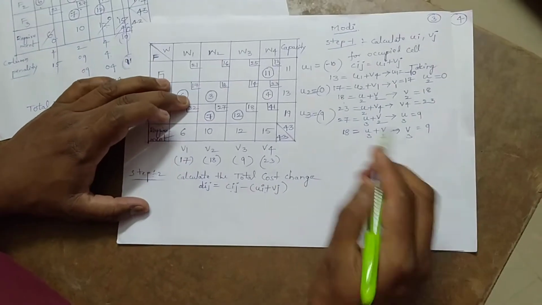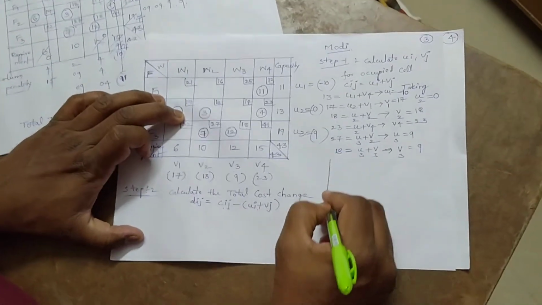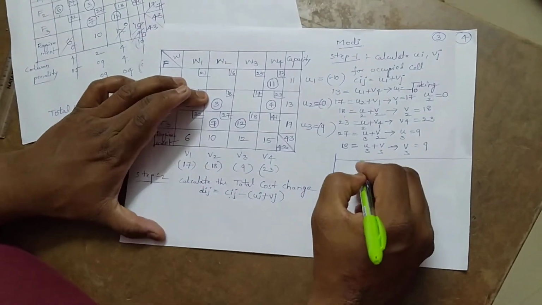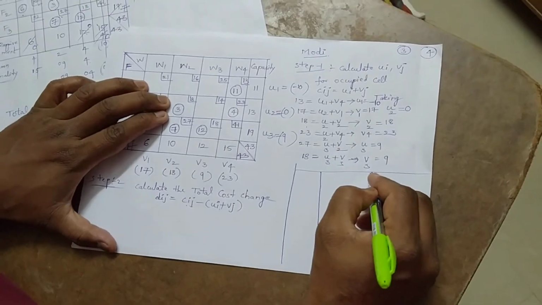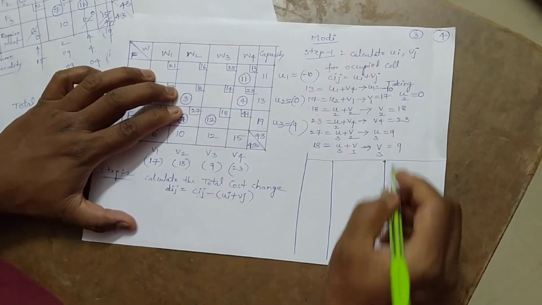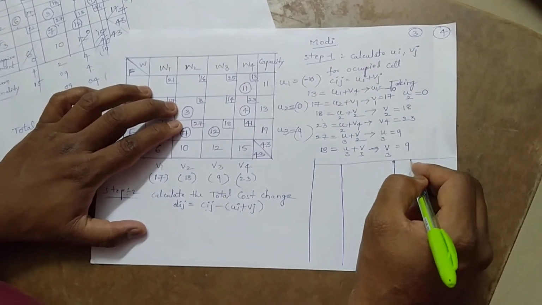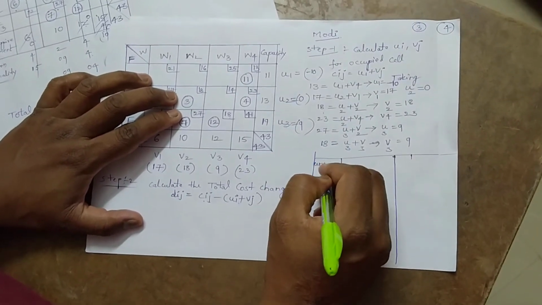For doing this, better we follow one particular tabular column. The tabular column has the unoccupied cell, the operation, and the total cost change and net value. So this is the unoccupied cell.